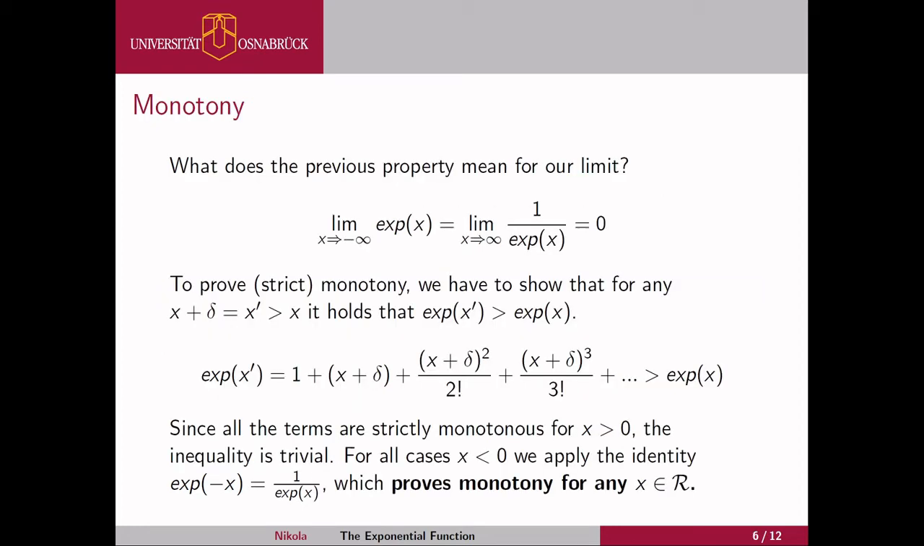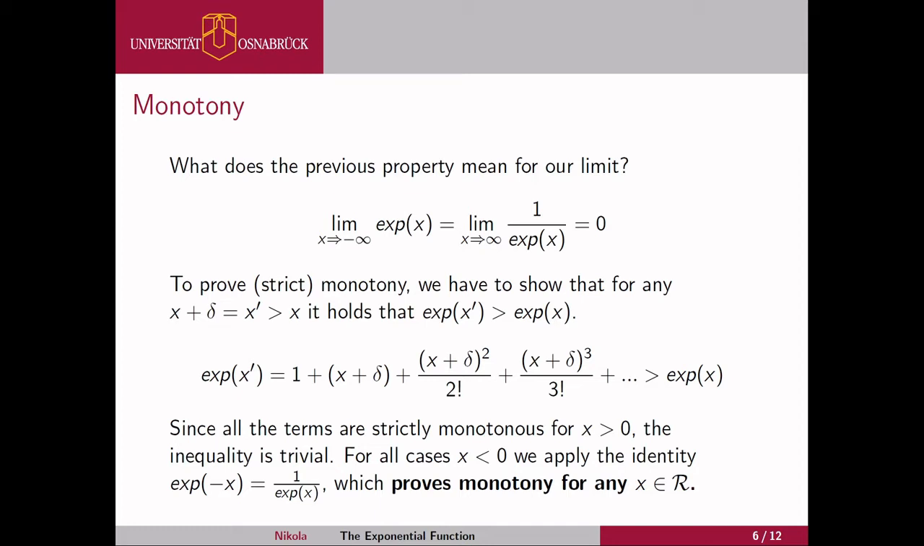Remember our limit problem? We wanted to figure out what happens if we let x run towards negative infinity. And we can solve this problem by instead looking at what happens for x running towards positive infinity, but not for exp of x, but 1 over exp of x. And this is now a question which is pretty simple to answer because, well, exp of x goes to infinity for x towards infinity, and 1 over infinity has the limit of 0. So we know that our exponential series has the limit of 0 when x goes to negative infinity.